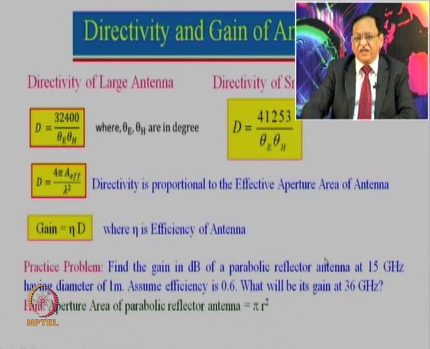Instead of a reflector antenna, I can give any other problem also. It can be an array, let us say a square array, or a rectangular array. Suppose the rectangular array has a dimension of 0.5 meter by 1 meter, then all you need to do is the effective aperture will become L multiplied by W, and you can do the calculation in the same fashion.